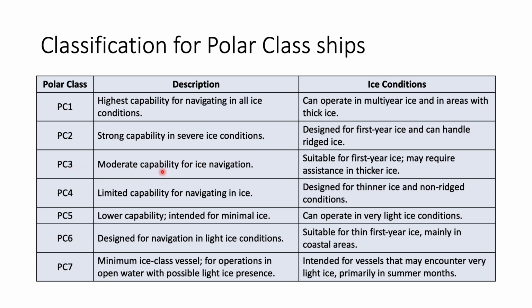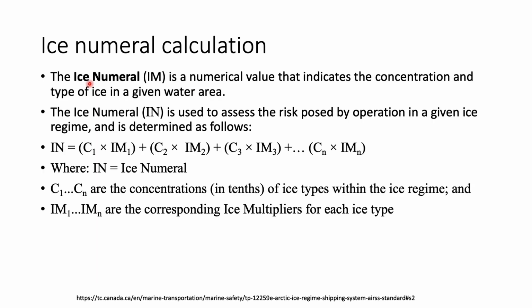PC3 is basically moderate capability for ice navigation. PC4 is limited capability. PC5 has much lower capability, intended for minimal ice. PC6 is designed for navigation in light ice conditions. PC7 is the minimum ice class vessel for operation in open water with possible light ice present. So these are all the different types of ice and which ships can actually traverse through those areas are given. We talked about the ice numeral.